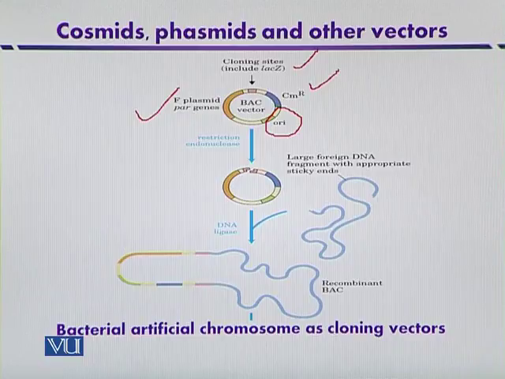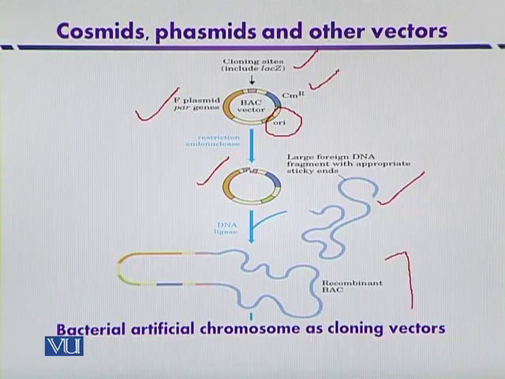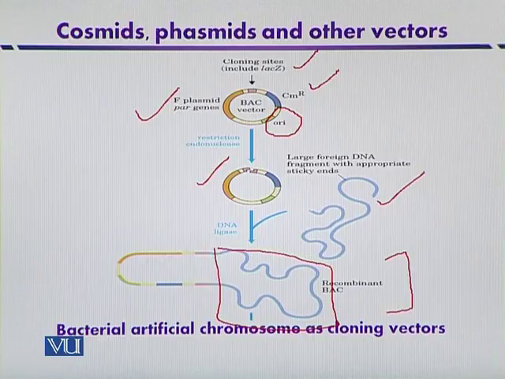These BACs are digested with an appropriate restriction enzyme so that cohesive ends may be produced, and then the foreign DNA is also digested with an appropriate restriction enzyme to produce cohesive ends. Then they are ligated together so that recombinant bacterial artificial chromosomes are produced, which indicates the insertion of these larger DNA fragments that may be up to 300 kilobase in size.